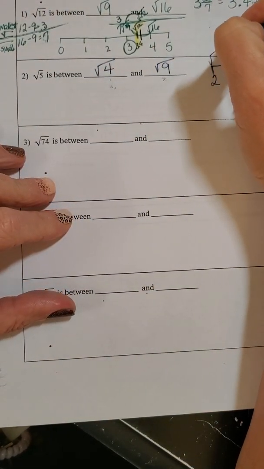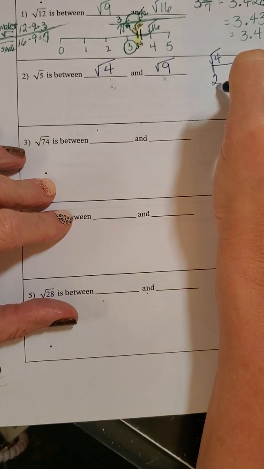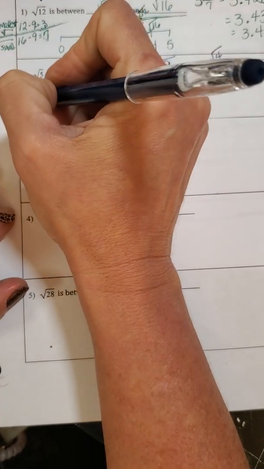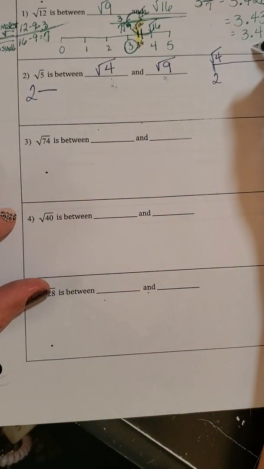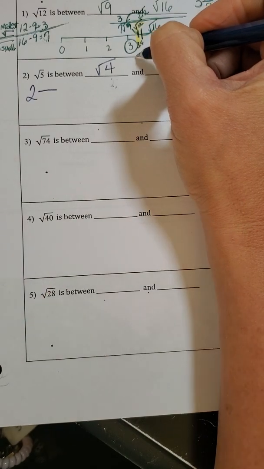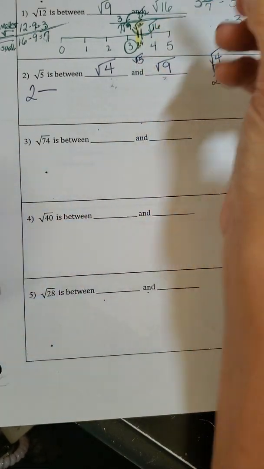This is the square root of 4. This is the square root of 9. The smaller of the 2 roots is my whole number. So here's my whole number. So I know I'm going to have 2 in some fraction. We know that the square root of 5 is going to fall in here somewhere.